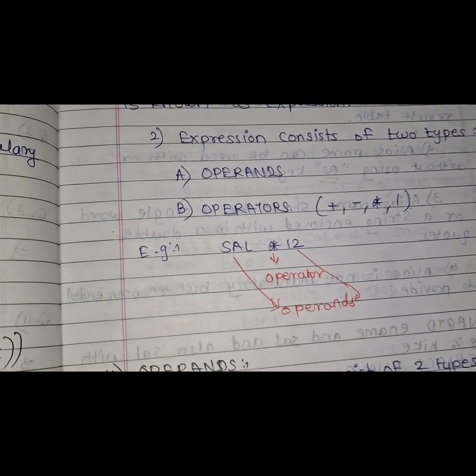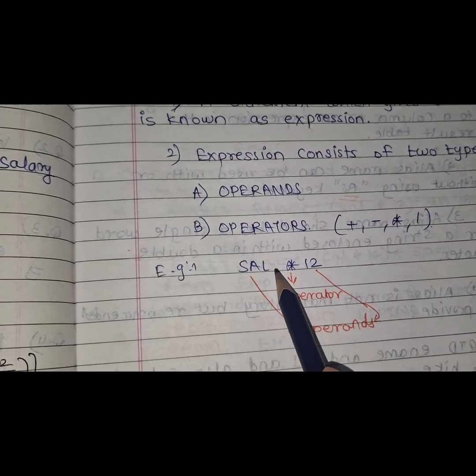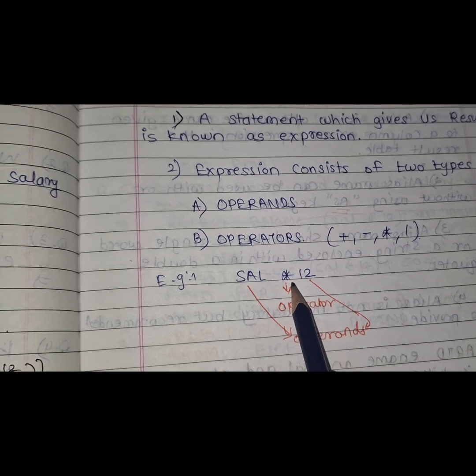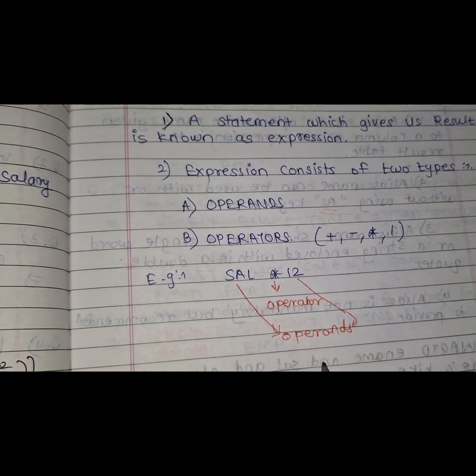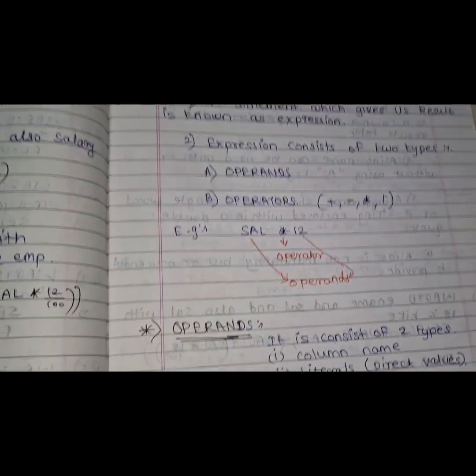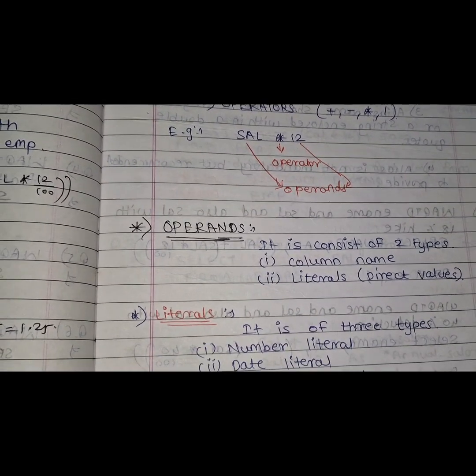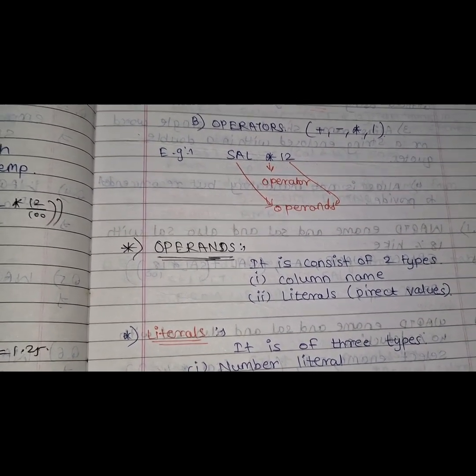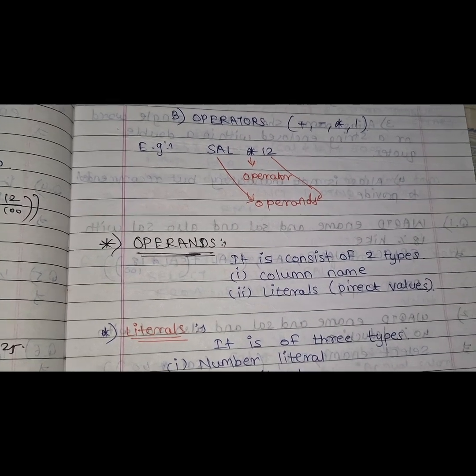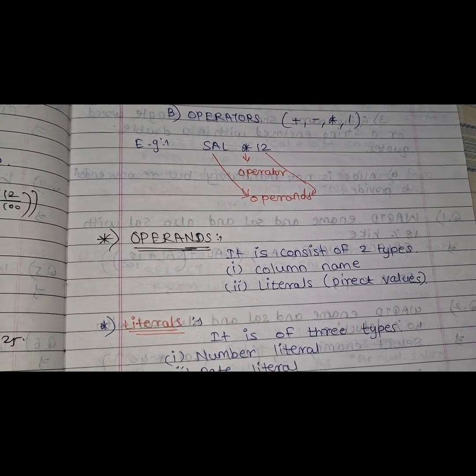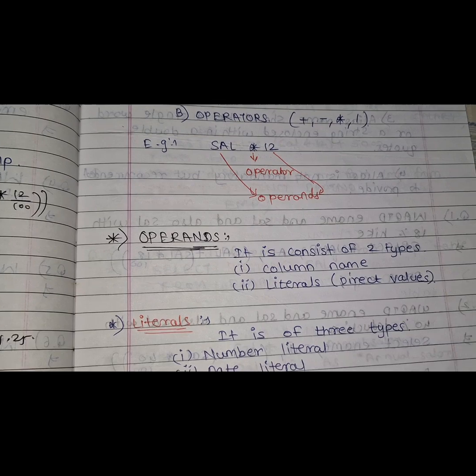Let's take an expression like salary into 12. Here, into is an operator, and sal and 12 are operands. What is an operand? An operand consists of two types: column name and literal. What is a column name? Salary is a column name. And 12 is a particular value, a constant value, known as an operand.